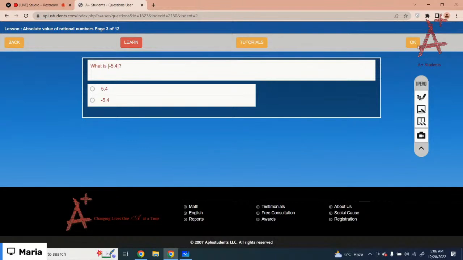Okay, what is the absolute value of negative 5.4? So which option is the correct one? Yes, it is a positive number. No, the absolute values are always positive numbers. So the absolute value of negative 5.4 is, yes, it is the positive number. The first option is the correct one. Got it?